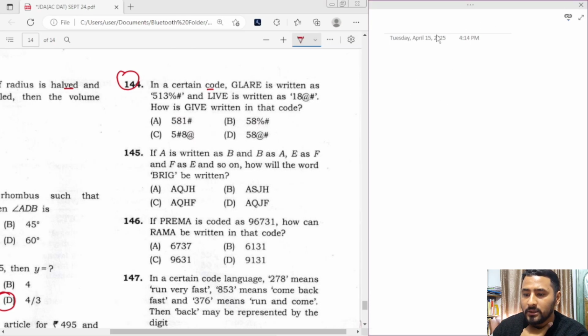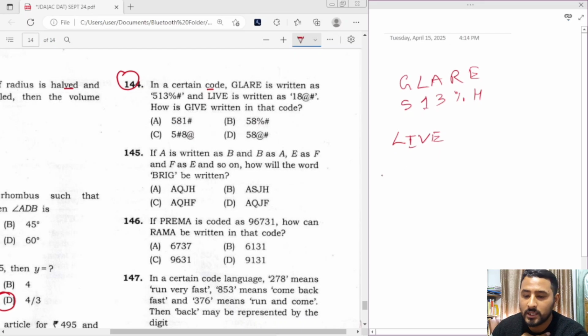Glare is written as 513% hash. Okay, let me take the pen. Live is written as 18 at the rate hash. So I can see here E is hash, right? E is hash, L is 1, A we don't know, so we can use this one only to find GIVE.